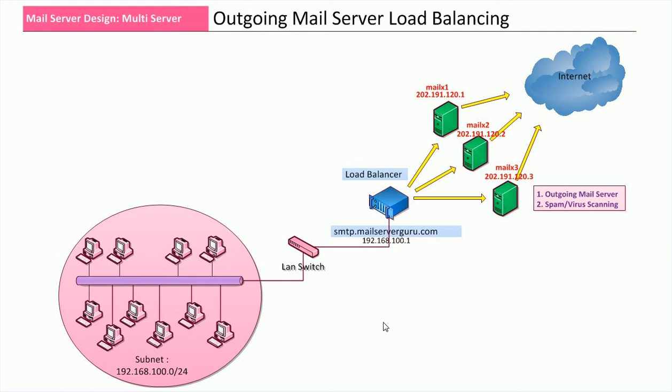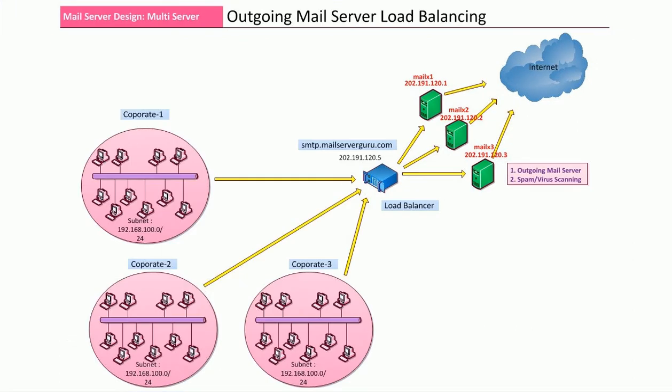We can see another picture here. This is the actual scenario of an ISP. Multiple corporate clients are sending their emails to smtp.mailserverguru.com, the load balancer. The load balancer is getting thousands of mails from various customers, the corporate clients. So after receiving their mail, the load balancer is delivering those mails to the upstream servers here.